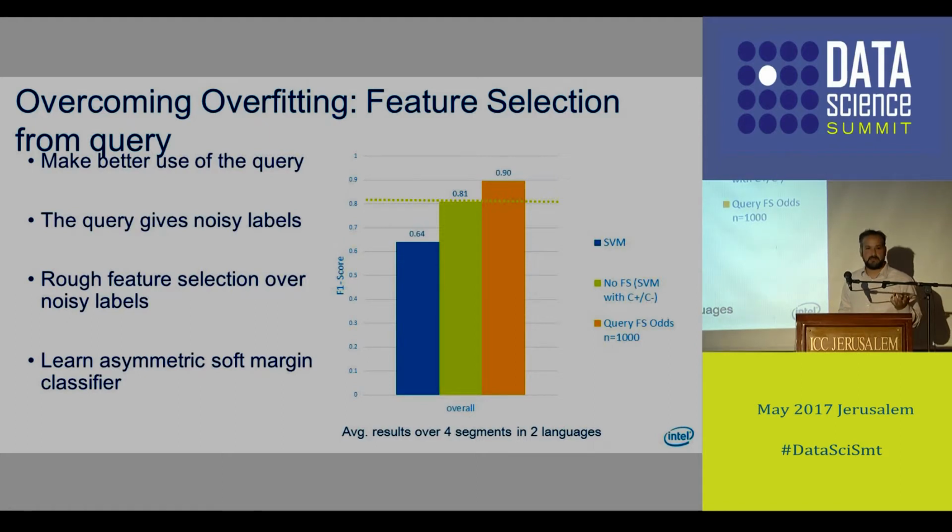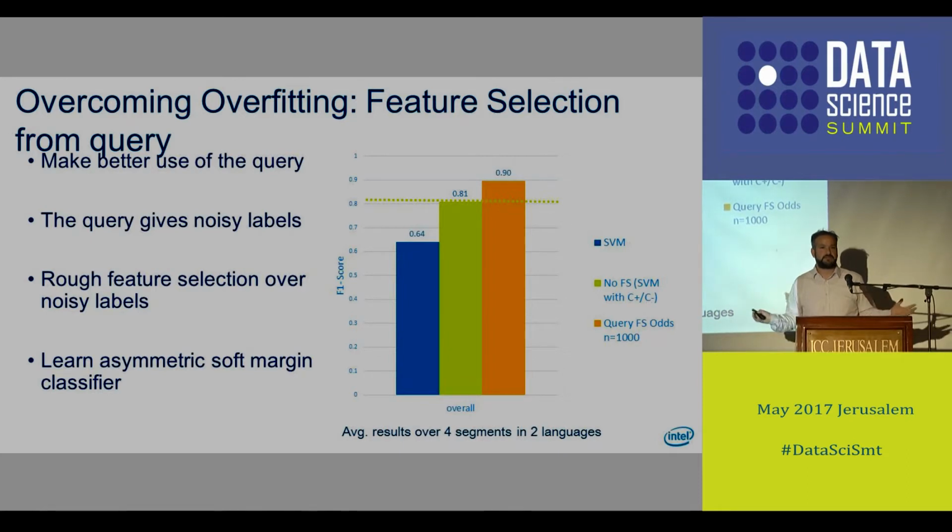But you can use these labels to do a first pass of feature selection, meaning that from all your 70,000 features that you originally have, now you can reduce the number of features to only 1,000 features. And these 1,000 features are obtained in a supervised manner, meaning that they're really specific to the segment.